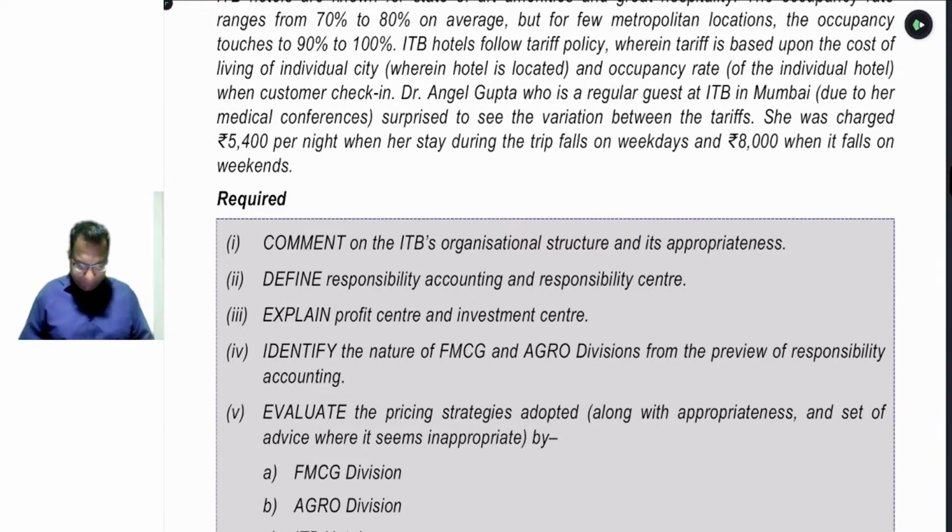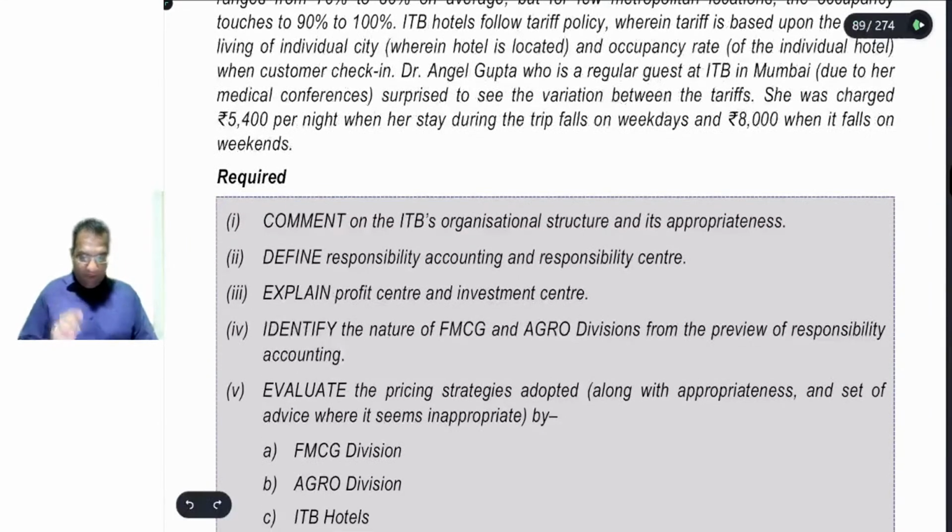ये पहला पॉइंट. फिर the second point is a pure theoretical point in which you have to define the responsibility accounting and responsibility center. Okay, we will not discuss that one. And third one is also a pure theoretical point. Explain profit center and investment center. Okay, now this is very, very important.